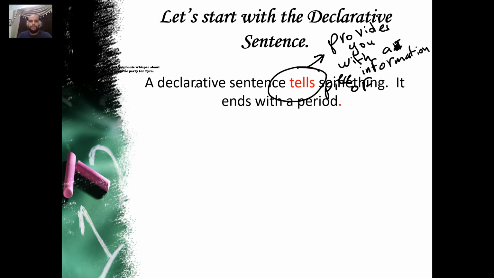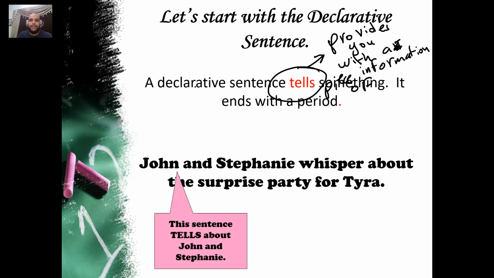For example, here we go. John and Stephanie whisper about the surprise party for Tira. To whisper is to tell someone in the ear, okay, talking like with a slight voice. Oh, listen, I'm gonna tell you a secret. That's the meaning of to whisper, okay? So this sentence is a declarative sentence because it provides me with a new information. That's number 1. And number 2, it doesn't give any orders. So it's not an imperative sentence.